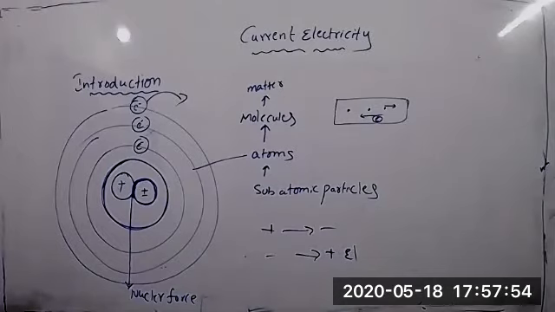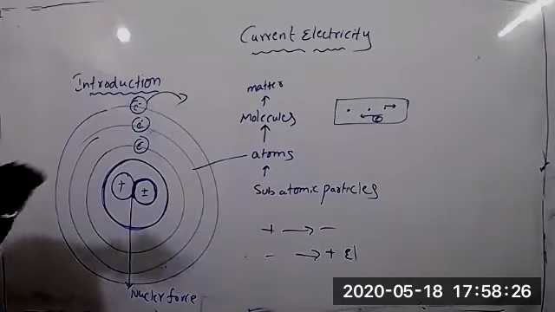Here free electrons can move, but protons cannot move, because protons are bound with neutrons by the strong nuclear force. That nuclear force is the strongest force in the universe. So neutrons cannot move in electrical conduction. Neutrons have no charge, they are neutral. Neutrons and protons combine to form a nucleus, so it cannot move. Only electrons can move.